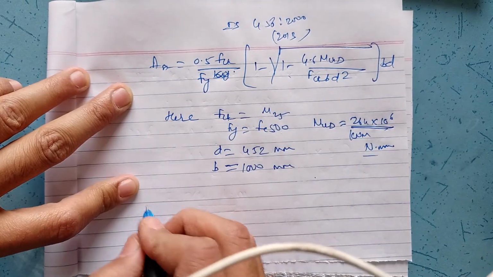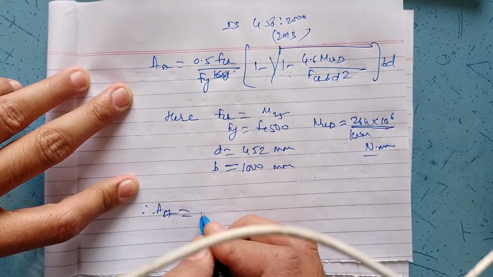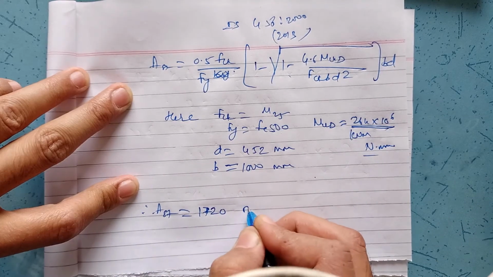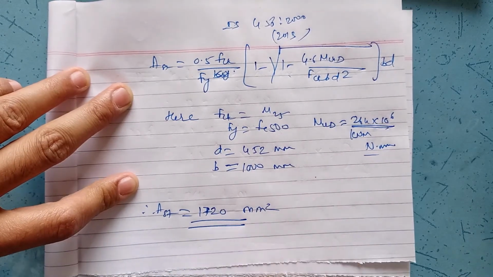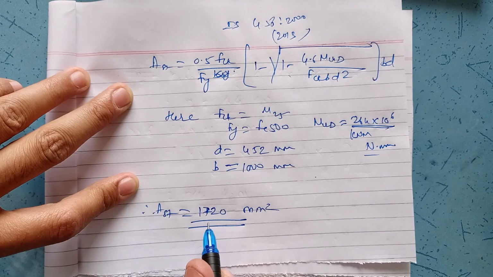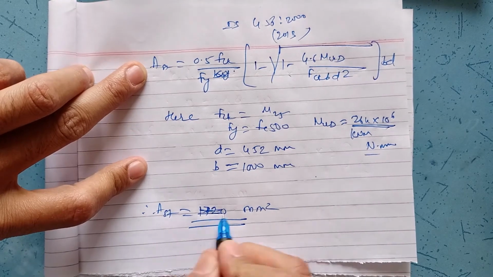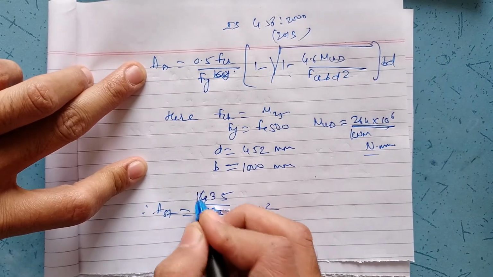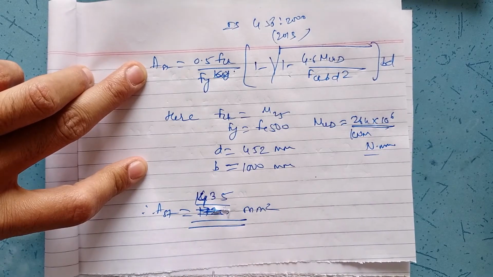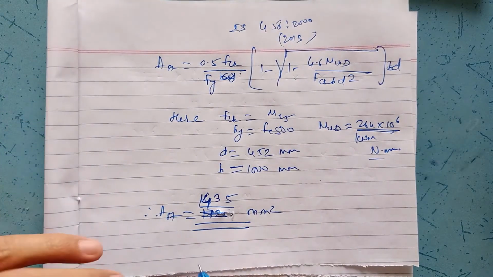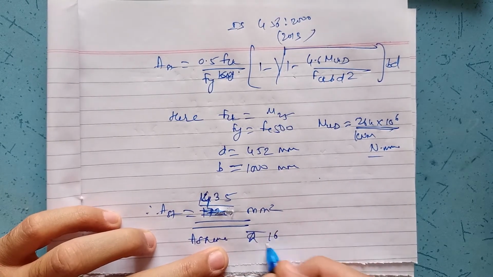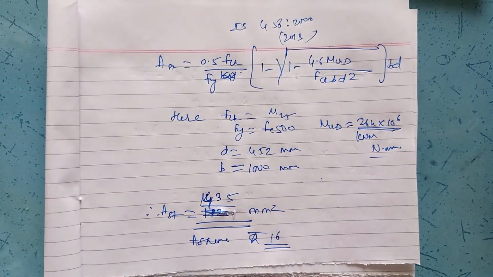Substituting all these values here, we get AST as 1435 mm square. You can go through the calculation. Now assume 16 mm torr steel.